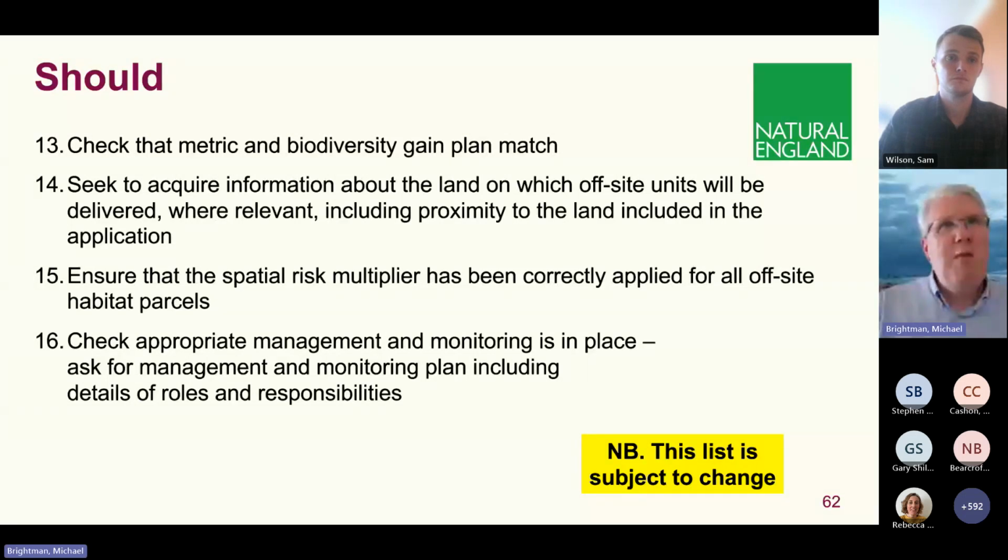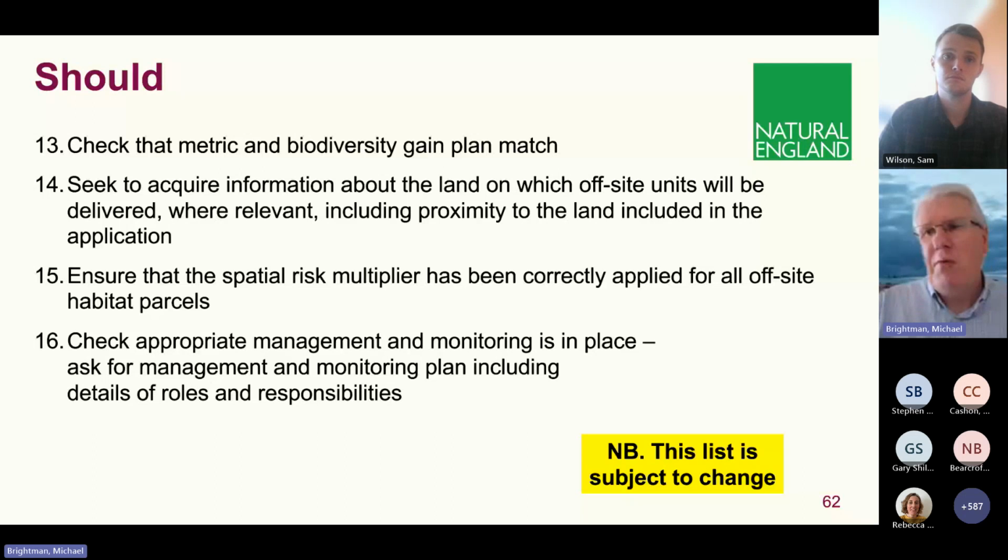LPAs should seek to acquire information about land on which off-site units will be delivered, including proximity to the applicant's site. With that information, the LPA should then ensure that the spatial risk multiplier has been correctly applied for all off-site habitat parcels. And the LPA should check that appropriate management and monitoring is in place. You should ask for a management and monitoring plan, including details of roles and responsibilities.